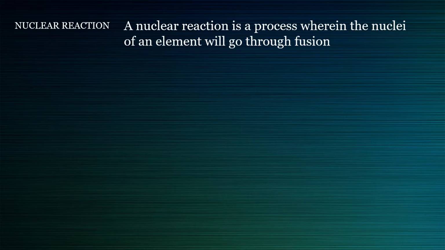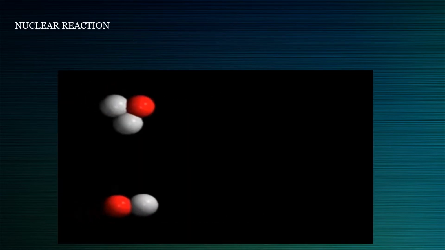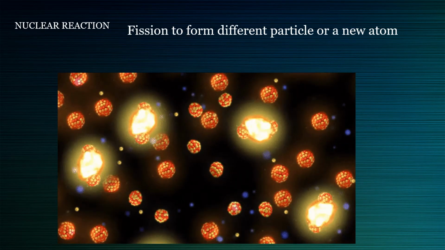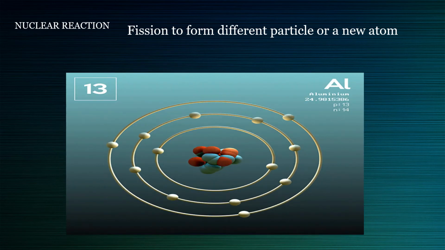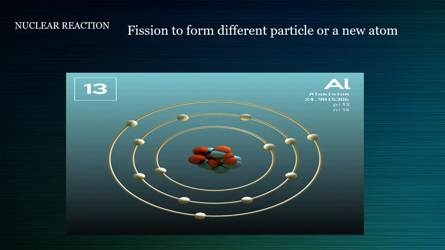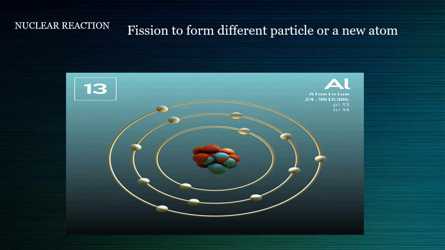So what is nuclear reaction? A nuclear reaction is a process wherein the nucleophile element will go through fusion or fission to form a different particle or a new atom. The interaction involves the emission of radioactive particles such as protons, neutrons, and electrons called radioactivity. There are five most common types of nuclear reaction.